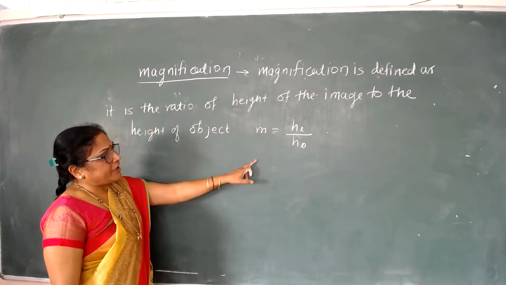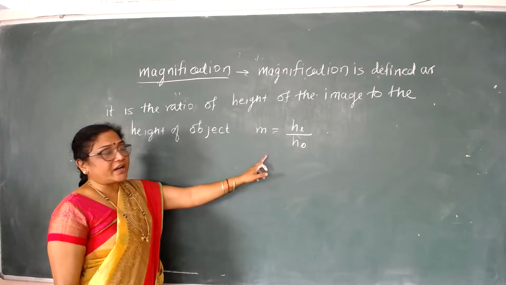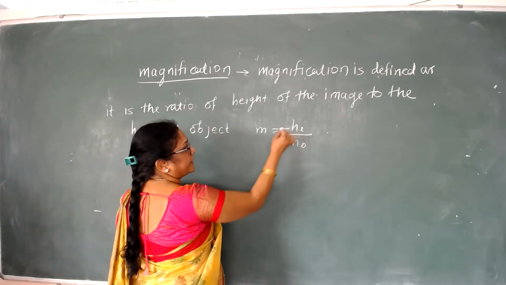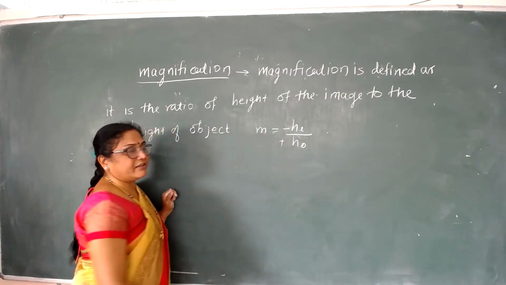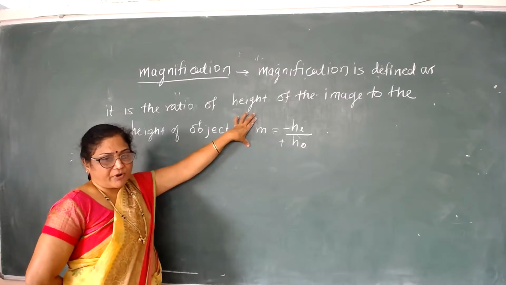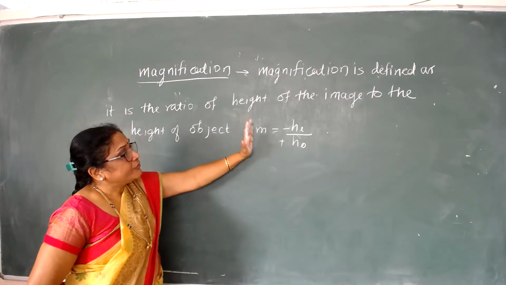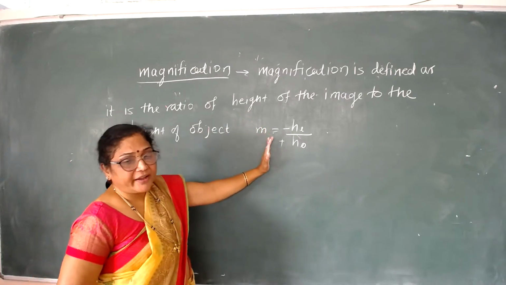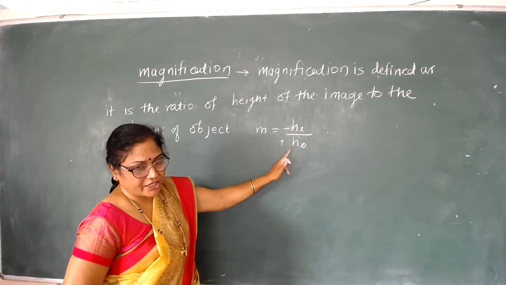When the image is in the downward direction, according to the Cartesian sign convention we take it as minus. When the object is in the upward direction, we take it as plus. When the image is formed by a convex lens, we get an inverted and real image, and that time we use the formula m = minus hi by ho.